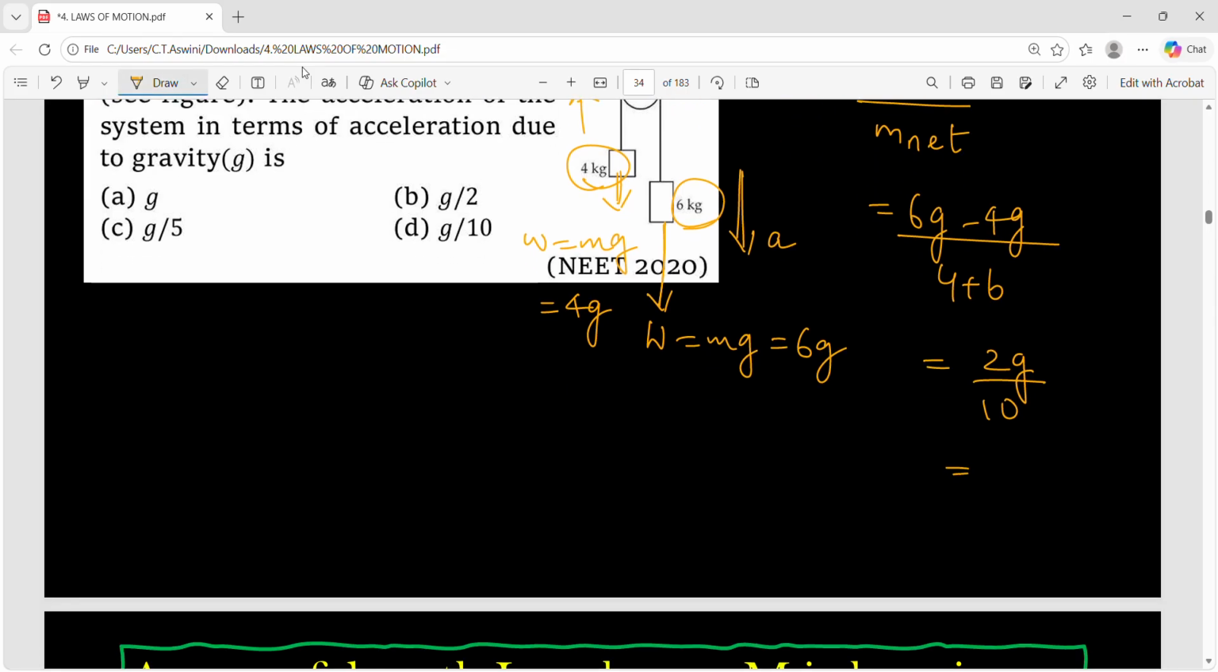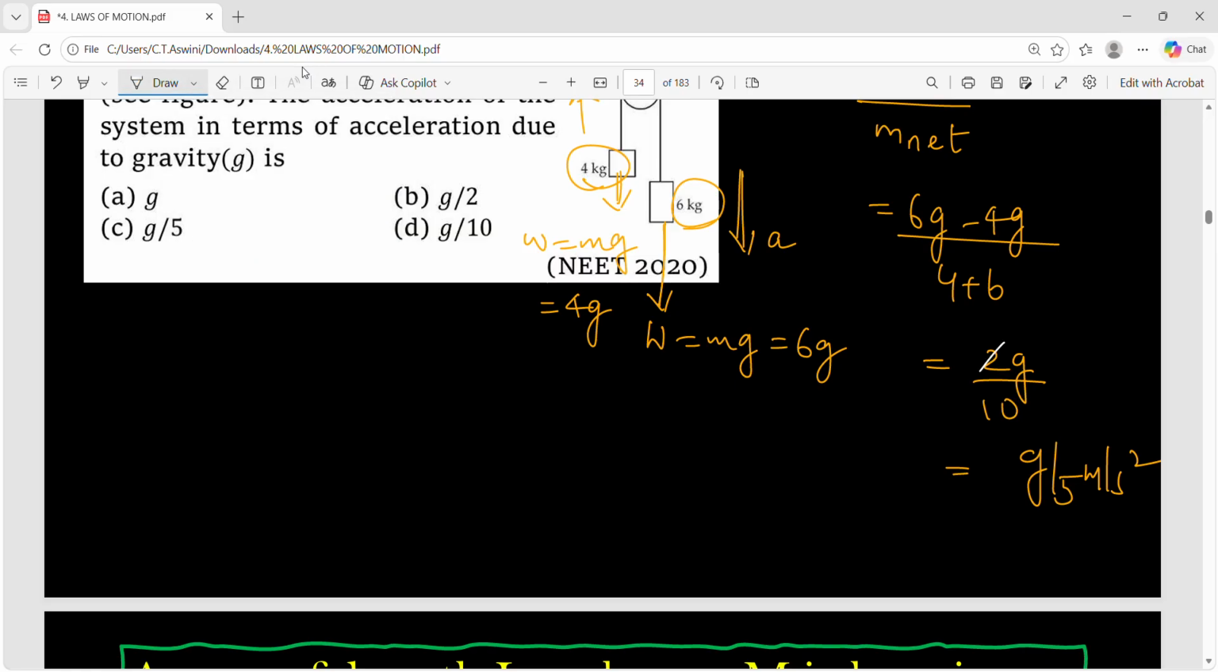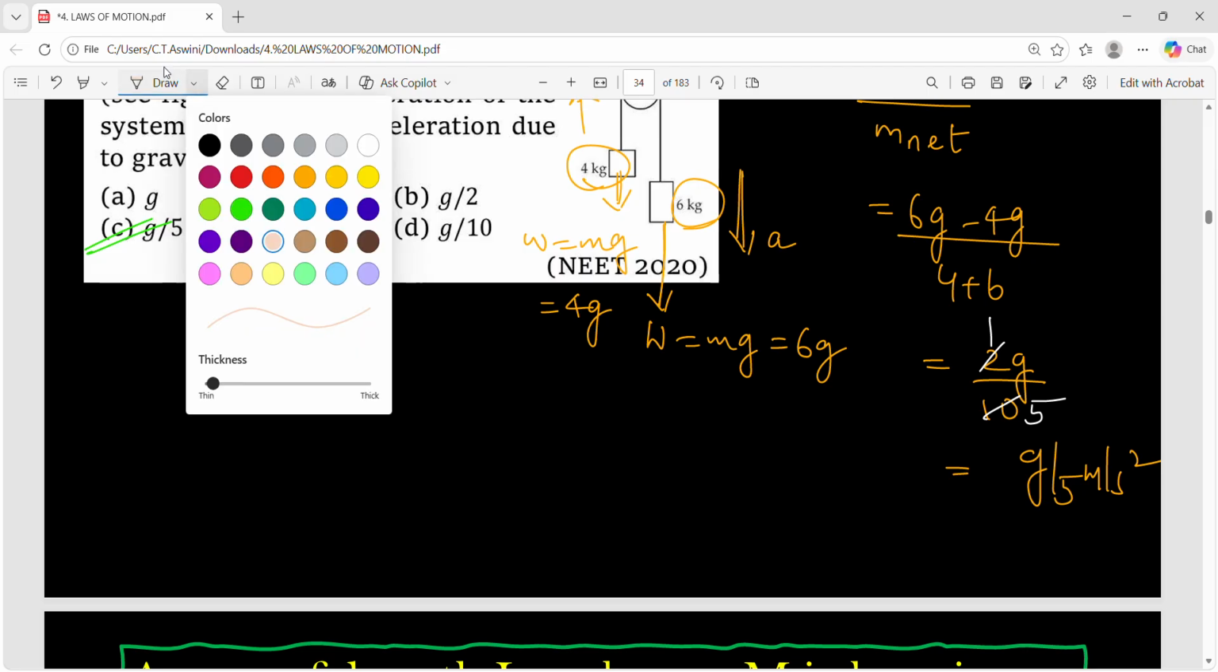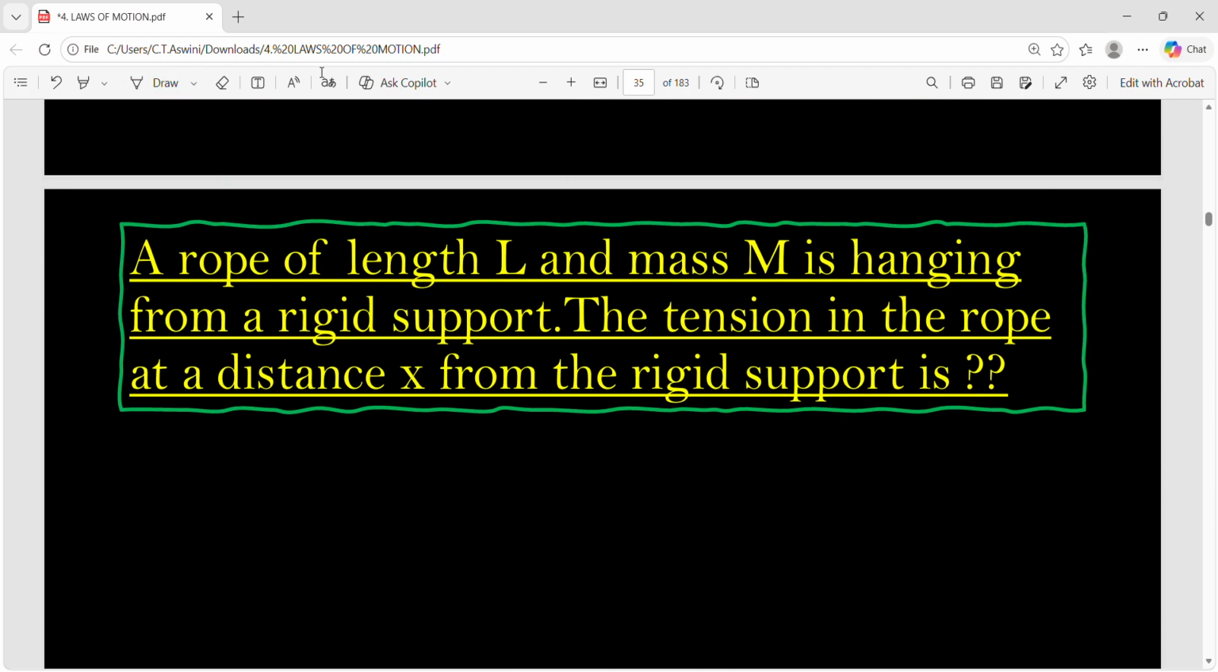If you see the options, options are in terms of g only, so don't substitute the value of g. So how much will you get here? g by 5 meter per second square. Clear? 2 one times, 2 five times. So g by 5, it is in option number C. Very simple. If you want, you can remember the acceleration formula also for single fixed pulley. It is m2 minus m1 upon m1 plus m2 whole into g. This is also fine, whichever you feel like.